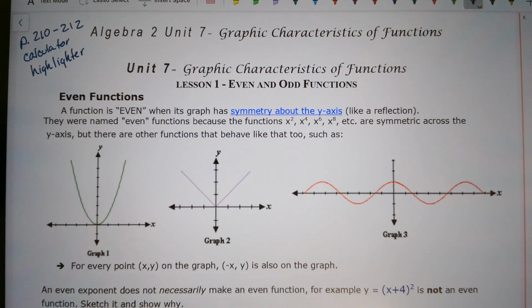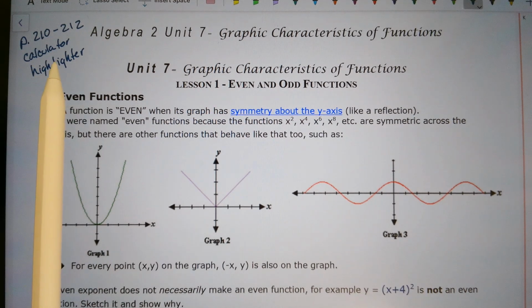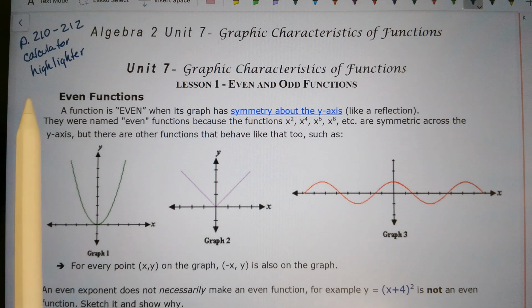Today we start a new unit, Unit 7, Graphic Characteristics of Functions. We'll be covering 3 pages, pages 210 to 212. You want to have a graphing calculator and a highlighter.